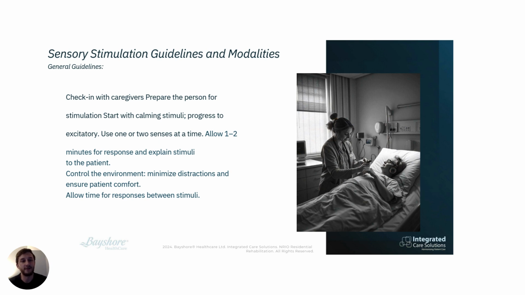They suggest to start with calming stimuli and then progress to excitatory, and to use 1 or 2 senses at a time. And then afterwards, to allow 1 to 2 minutes for a response and explain stimuli to the patient. And then some suggestions too was to control the environment, minimize distractions, and ensure the patient is comfortable and allow time for the patient to respond between each stimuli.